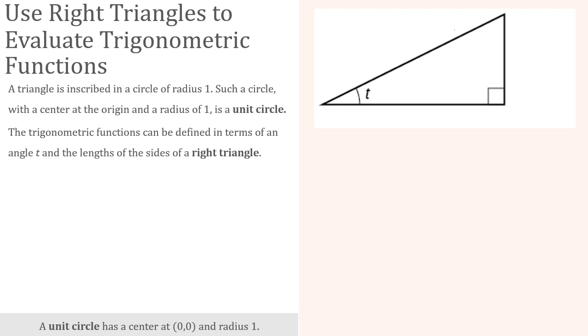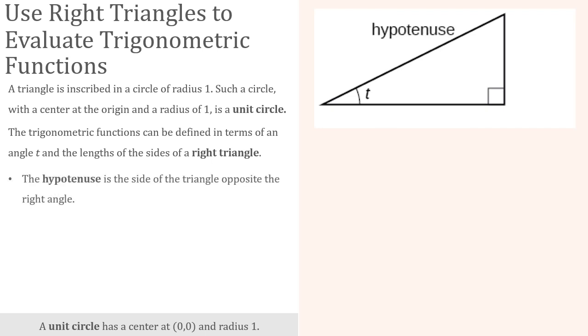The trigonometric functions, it turns out, can be defined in terms of this angle, which was t, and the lengths of the sides of that right triangle. And these are the relationships. Always the side across from the 90-degree angle, which is at the bottom right in this triangle, is called the hypotenuse.